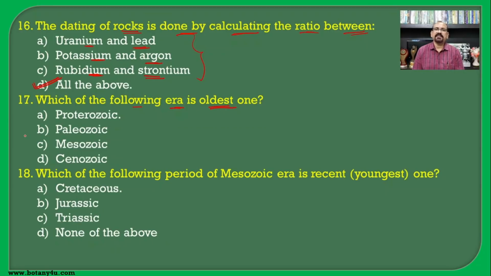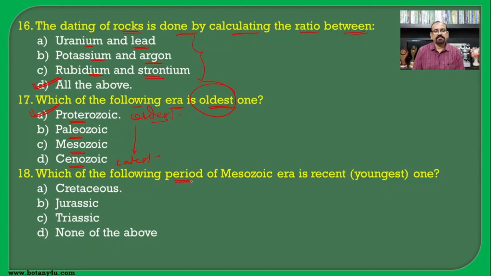Which of the following eras is the oldest one? If you see the geological time scale, the first one from below, that is the lowermost, is the Proterozoic, then Paleozoic, then Mesozoic, and the Cenozoic. So the Cenozoic is the latest one, and the Proterozoic is the oldest one.